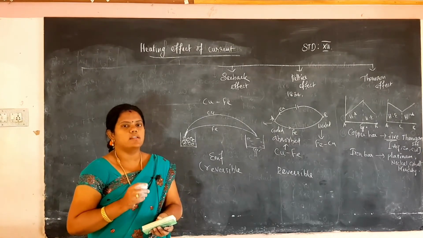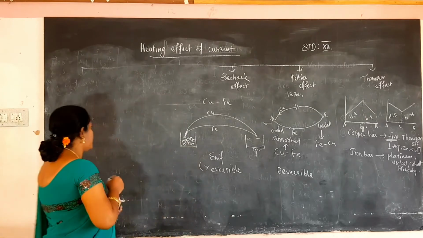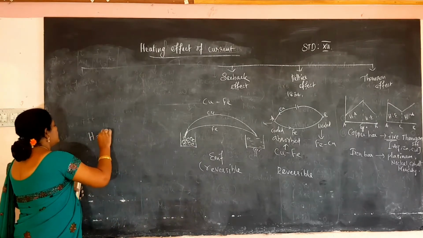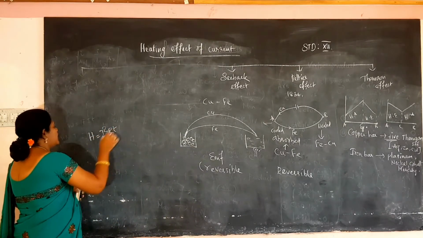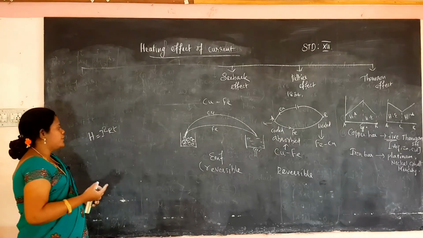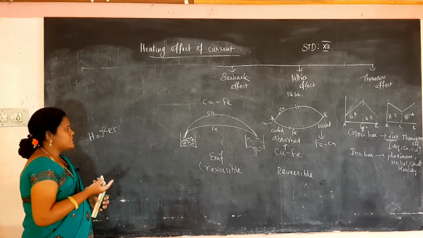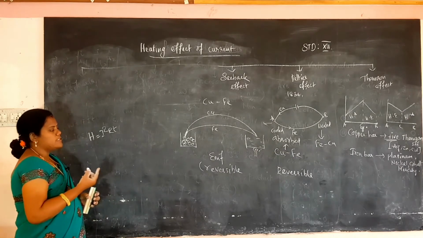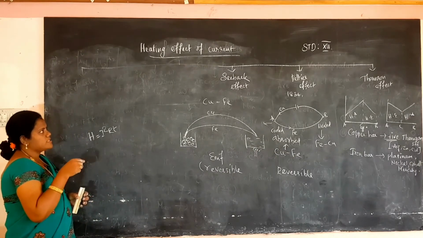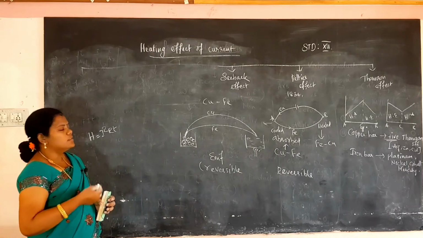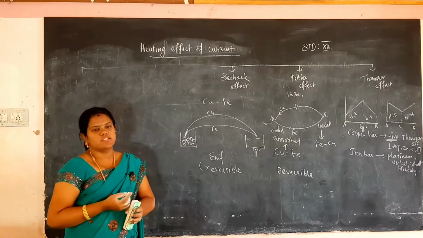According to Joule's law, the heating effect of current H is equal to I square RT. So the heat developed in a circuit will be directly proportional to the square of the current, directly proportional to the resistance, and directly proportional to the time. I square RT. And then, what are the applications of Joule's law?